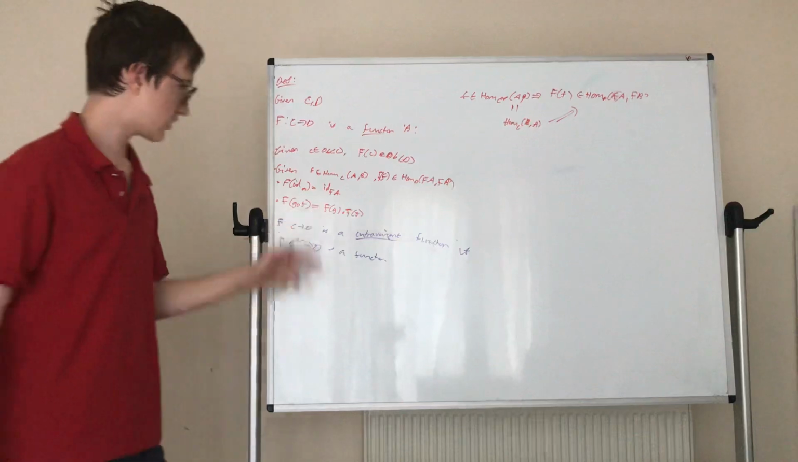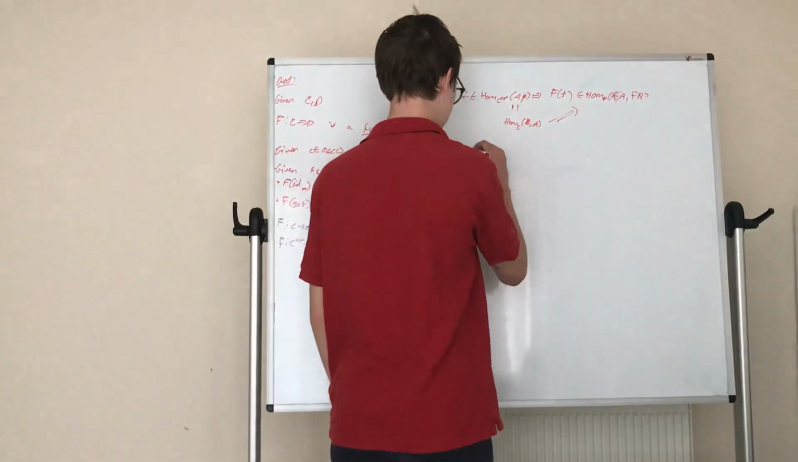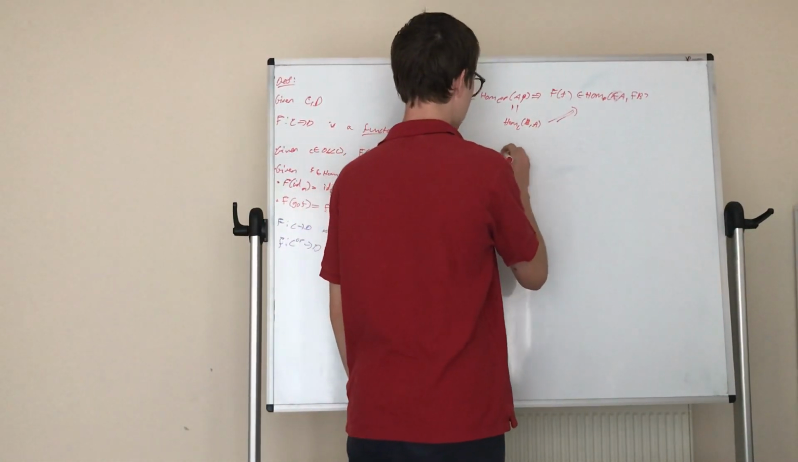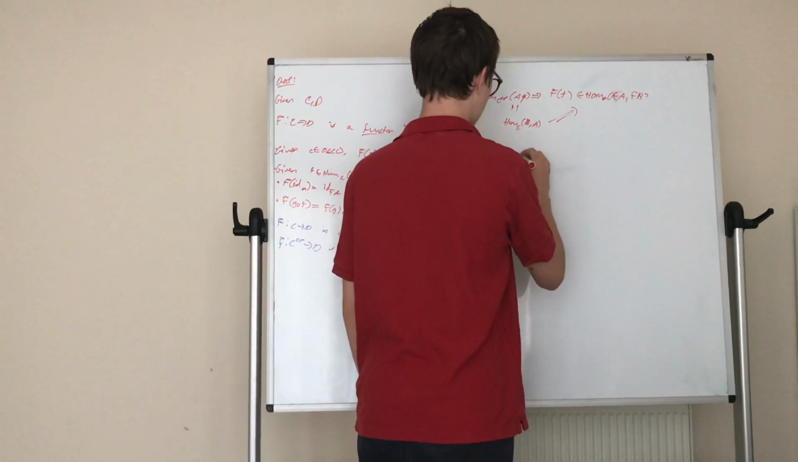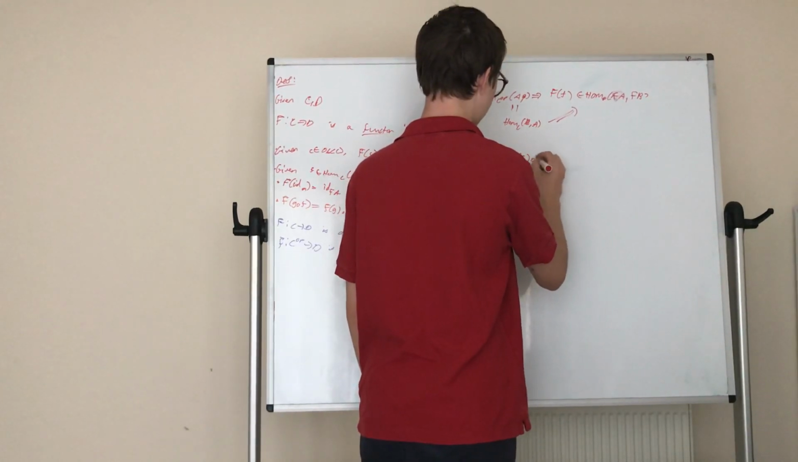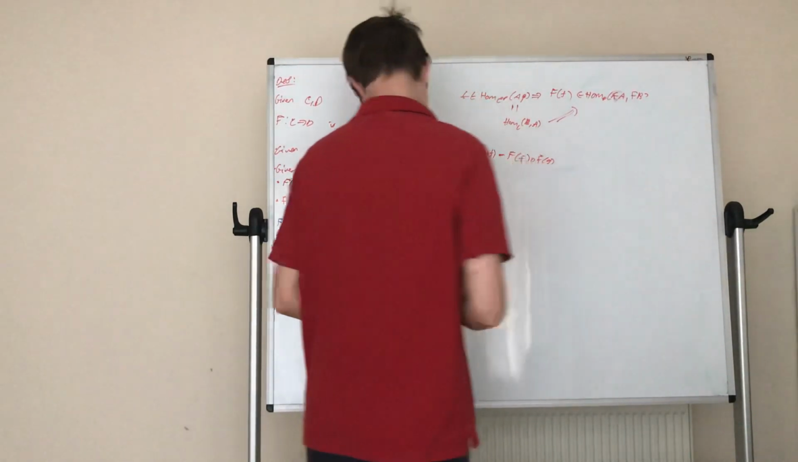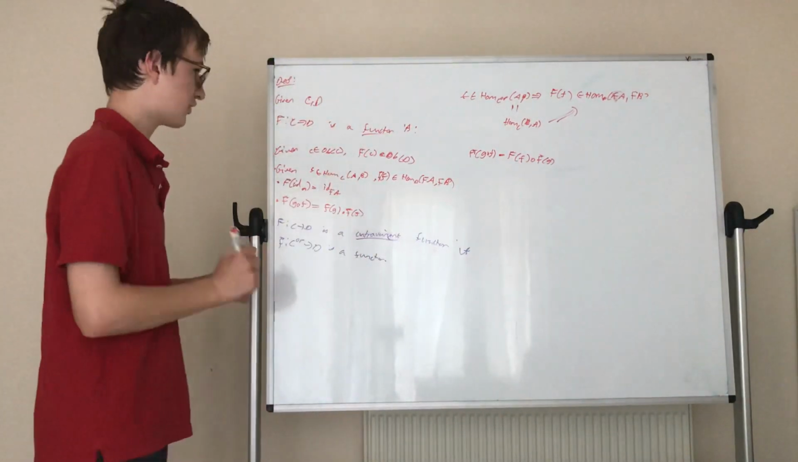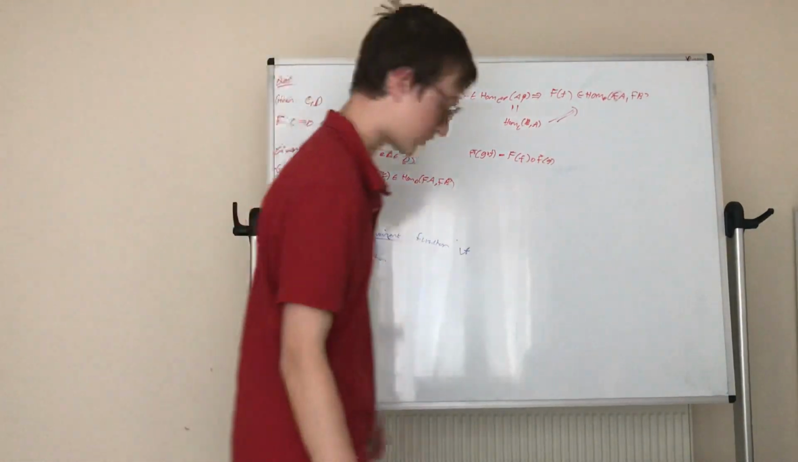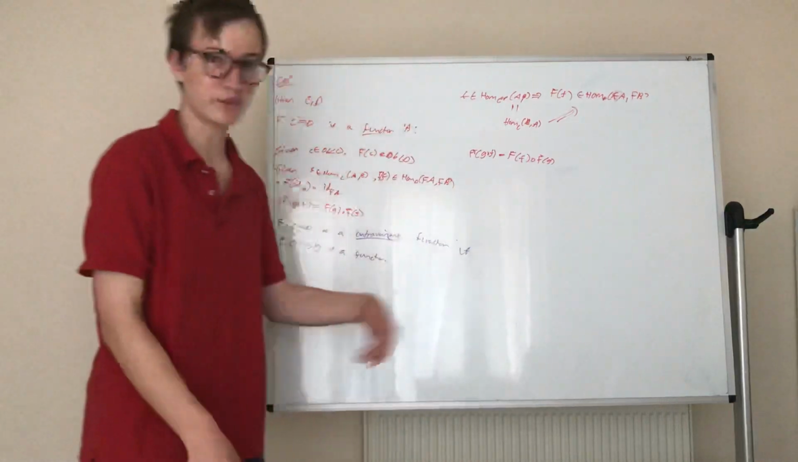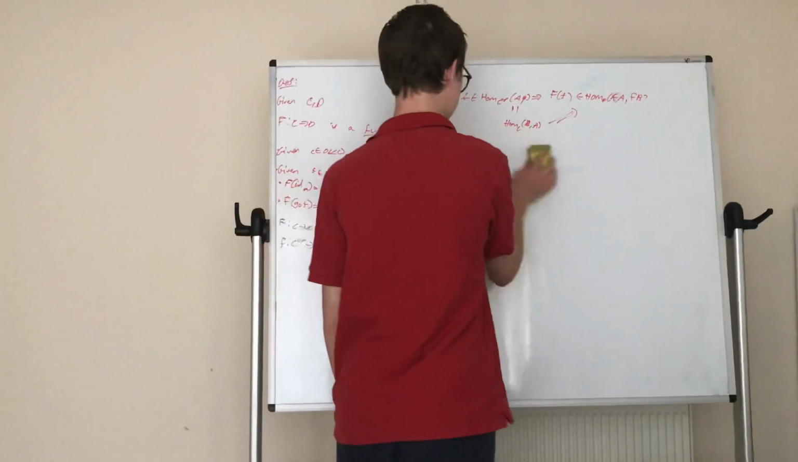Also, under composition, we get that F of g composed with f is equal to F of f composed with F of g. So that's a contravariant functor for you. It's just the same thing, but the arrows in the composition are all reversed.